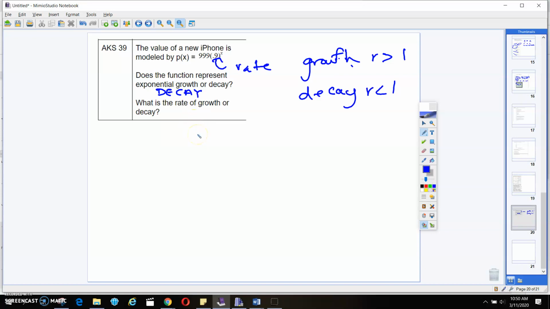Now, what is the rate of decay? Okay, it's not 0.9. Okay? So, yep, it's not 0.9. It's going to be 1 minus 0.9. So the decay rate is 0.1, or it's decaying at 10%. Okay?